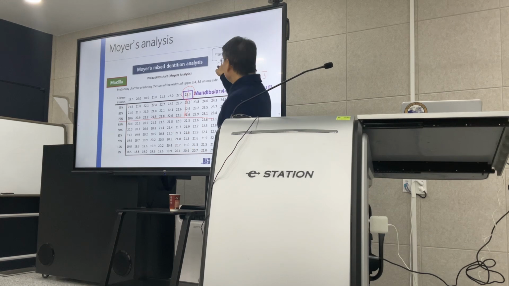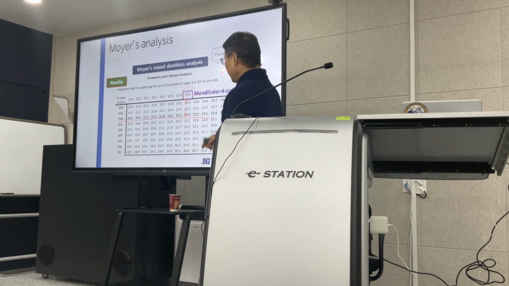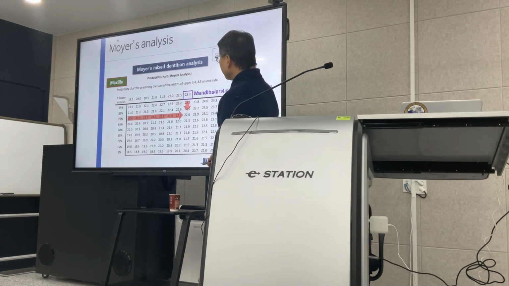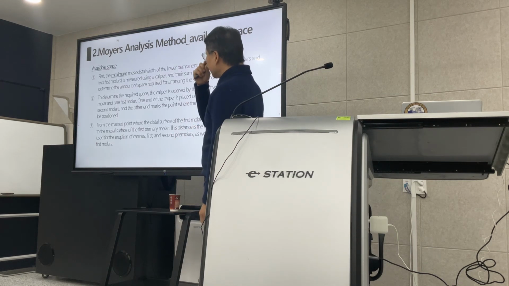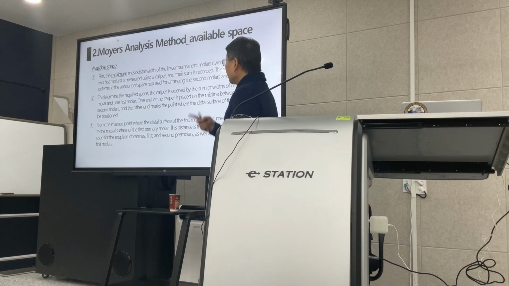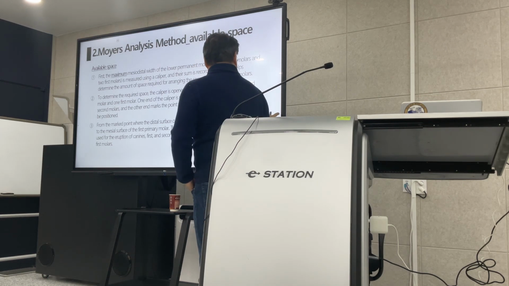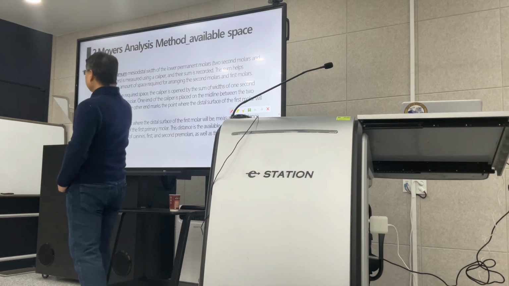That means the maxillary required space will be 22.6 millimeters, right? Then, how about mandibular? Okay, mandibular is the same. In the table you can find it. The other one, then finally, we have to know about the available space here.